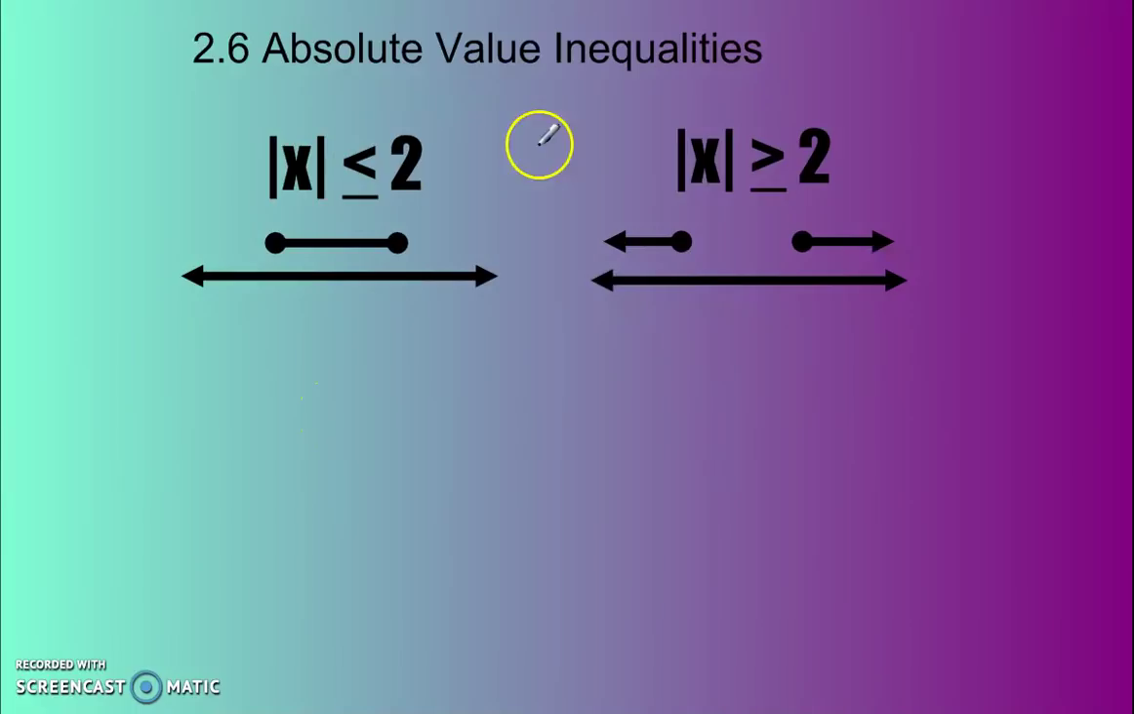All right, that was absolute value inequalities. Remember, if it's less than, the distance is less than 2 from a certain number, so it's within that range. If it's an AND statement, if it's greater than, that means it's on the outside of that. It's further away from that particular number, so it's an OR statement.